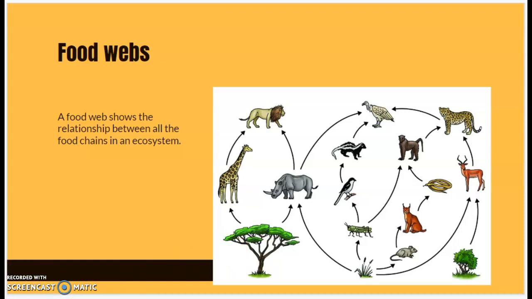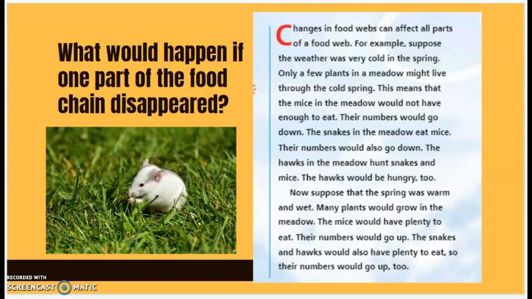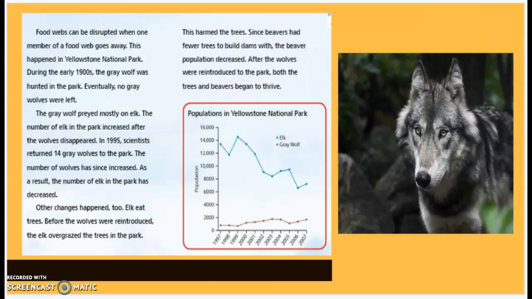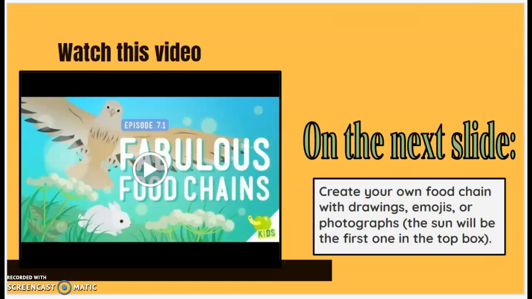Okay, so you are going to read slides 6 and 7 on your own. And then slide 8, you're going to double click this and it'll be a video on food chains. Then on the next slide, you're going to use the information you just learned to create your own food chain. You can do it with drawings, emojis, pictures, photographs you get from the internet, your own pictures, whatever you want.